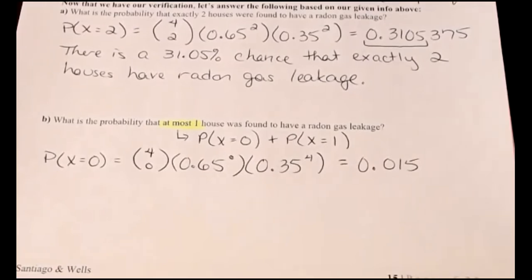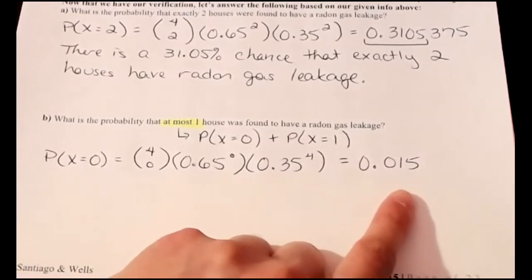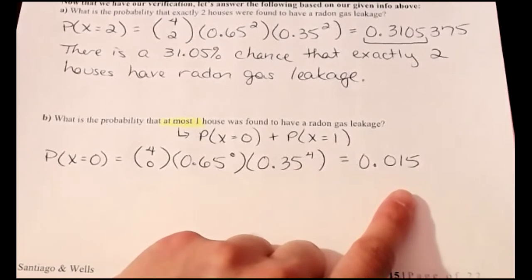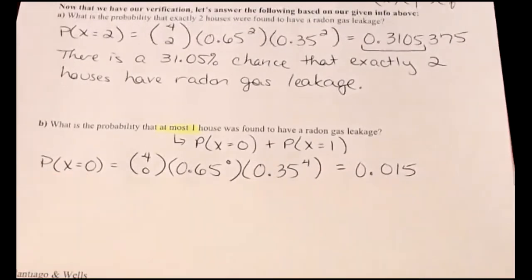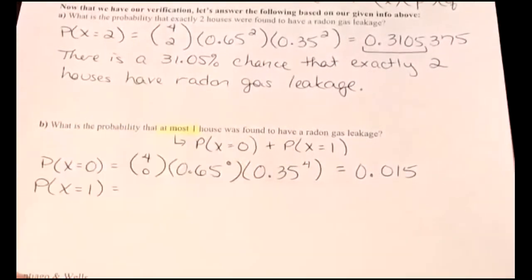If the question asks, what is the likelihood that no houses, Ava, we did have class Monday. What is the likelihood that we have no houses with radon gas leakage? We're going to say there's a 1.5% chance that that happened. But we want to know the probability that at most one was found to have the leakage. So let's also find the probability of exactly one.